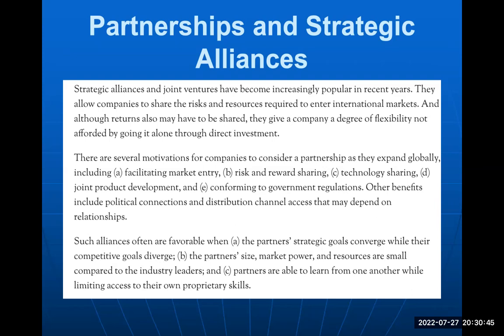Such alliances are favored when the partners' strategic goals converge while their competitive goals diverge. The partners' size, market share, and resources are small compared to the industry leaders, and partners are able to learn from one another while limiting access to their own proprietary skills.